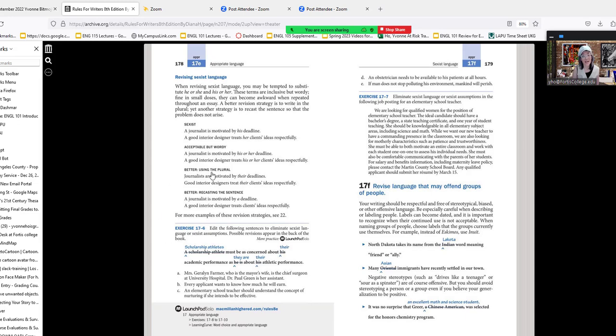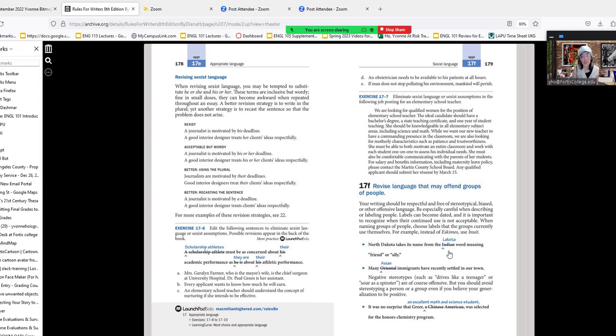See, they actually have it too. Journalists are motivated by their deadlines. Good interior designers treat their clients' ideas respectfully. Or even better, just recasting the sentence: a journalist is motivated by a deadline. Well, that's even better than putting everything in the plural. A good interior designer treats clients' ideas respectfully. That's better than plural, I'll give him that.